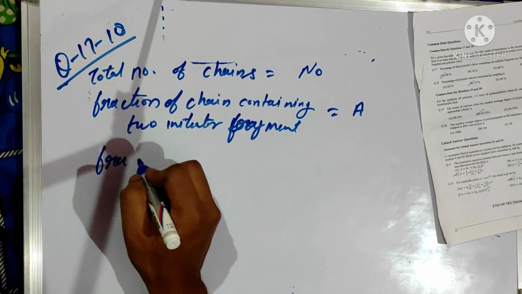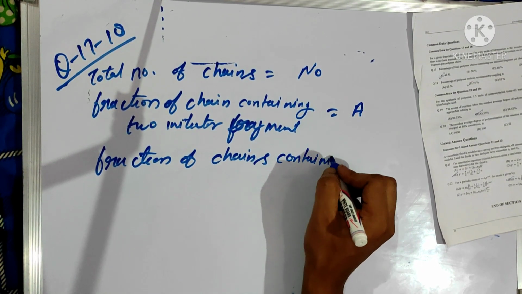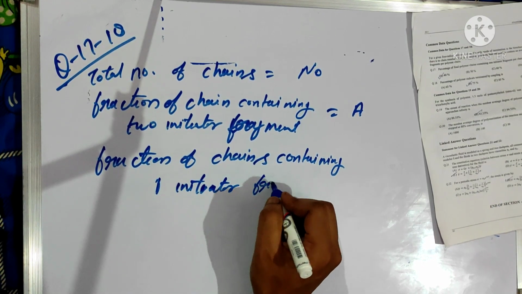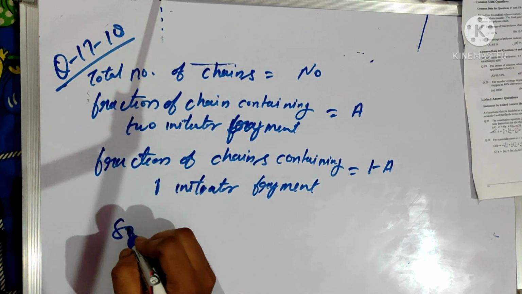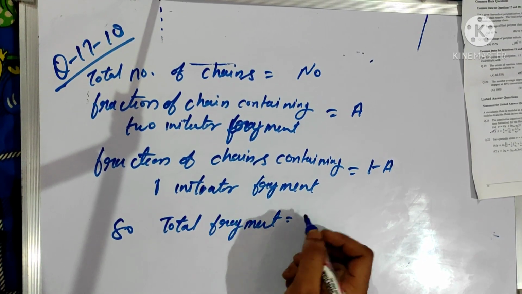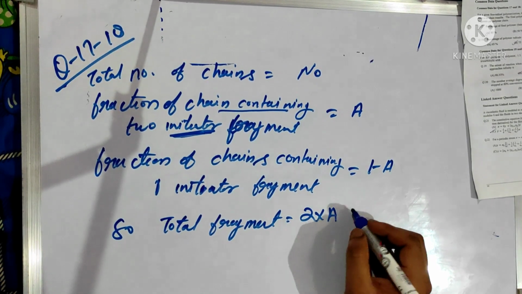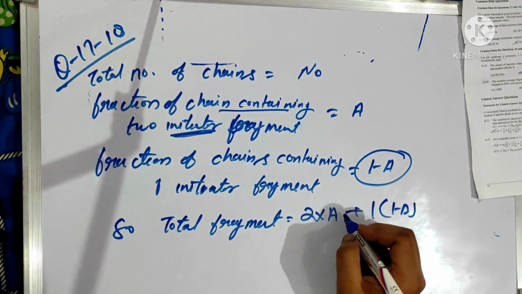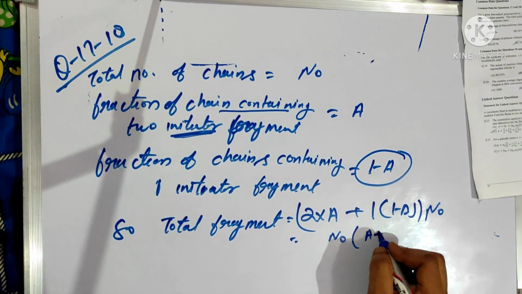And the fraction of chains containing one initiator fragment is equal to 1 minus A. So the total fragments equal 2 into A for chains containing two initiator fragments, plus, in termination by disproportionation where only one free radical is contained, 1 into 1 minus A, into N0. So N0 into A plus 1.